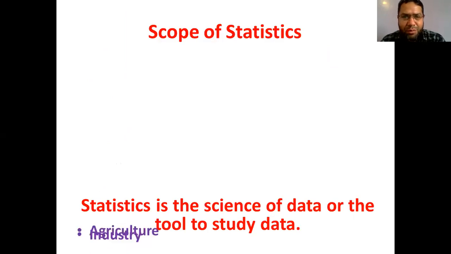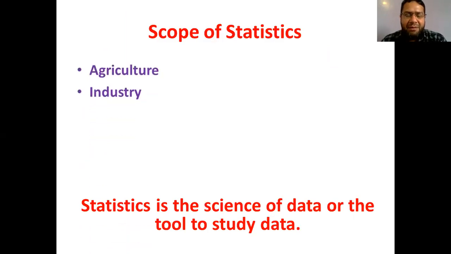So what is the scope of statistics? It can be used in the field of agriculture. We want to estimate our produce. We want to increase our produce. How much pesticide do we require? How has the use of pesticides increased our yield?